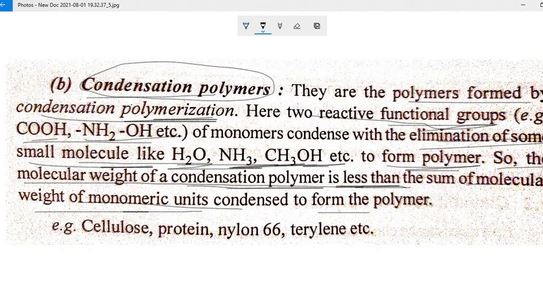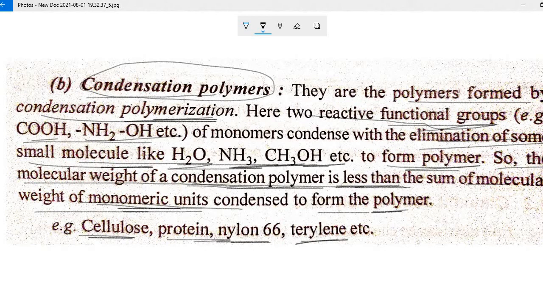सम ऑफ द मोनोमेरिक युनिट्स हेच त्या पॉलिमरचं मॉलिक्युलर वेट असतं. बट इथं इन दी कंडेन्सेशन पॉलिमर द मॉलिक्युलर वेट ऑफ कंडेन्सेशन polymer is less than the sum of the molecular weights of monomeric units, okay, condensed to form the polymer. Now examples are cellulose, protein, nylon 66, terylene, etc. Okay, cellulose, protein, nylon 66, these are the examples of condensation polymers.